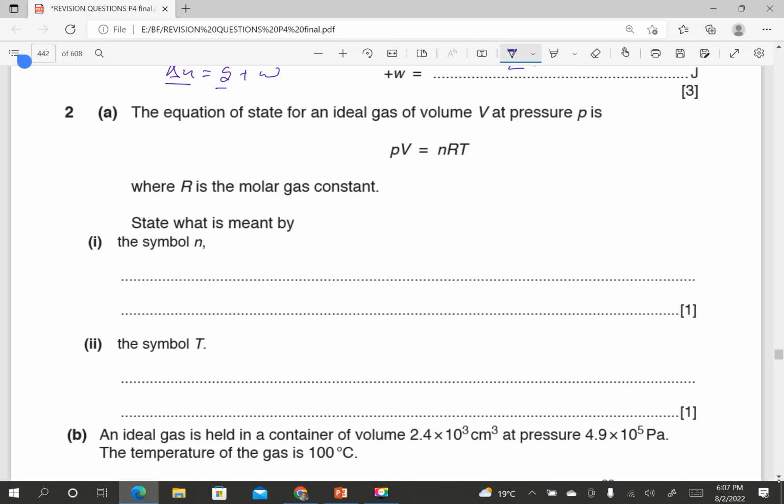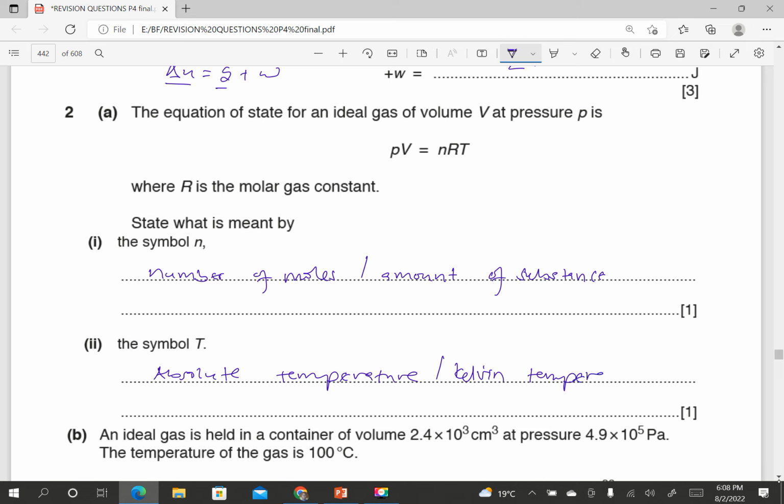Next, the equation of state for an ideal gas of volume V at pressure P is PV equals nRT, where R is the molar gas constant. State what is meant by the symbol n. Of course, n is the number of moles, or you could say amount of substance. Then T is strictly absolute temperature, or Kelvin temperature, or thermodynamic temperature, which means temperature in Kelvin units. They all mean the same.